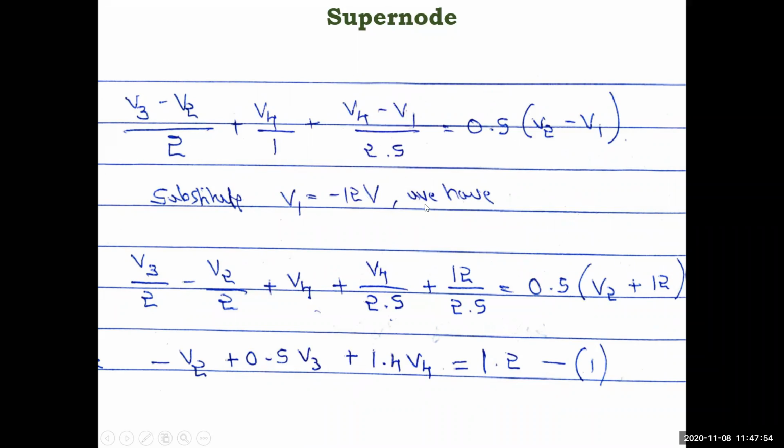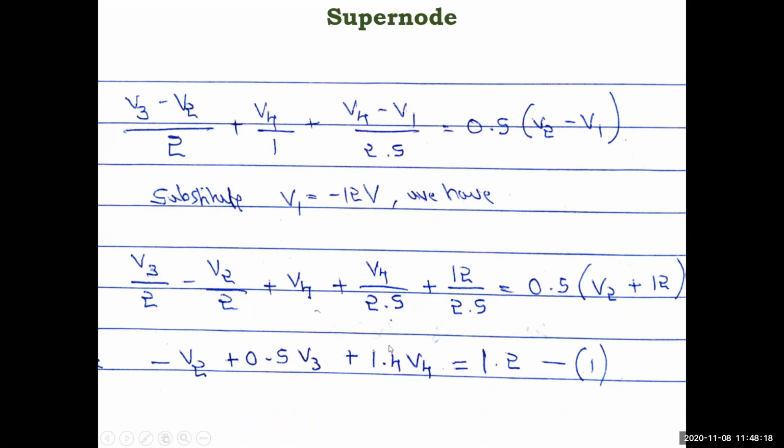Now substitute V1 equal to minus 12 volt. Once you substitute it, you get V3 by 2 minus V2 by 2 plus V4 by 2.5, then plus 12 by 2.5, because I have substituted V1 straight away. Minus of minus is plus, 12 by 2.5. 0.5 (V2 minus V1) means minus of minus, plus 12.